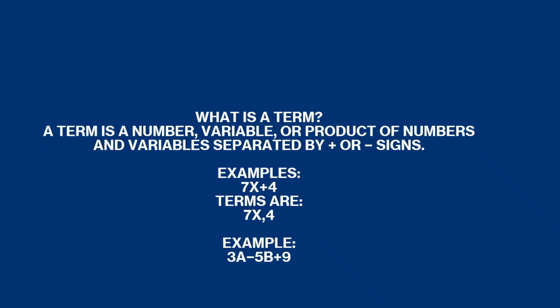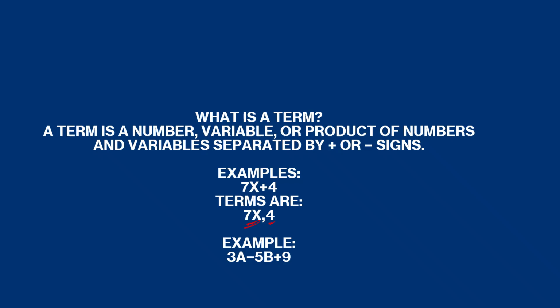What is a term? A term is a number, a variable, or a product of numbers and variables, separated by a plus or minus sign. Example: 7x plus 4. We have two terms in this expression, 7x and then 4.